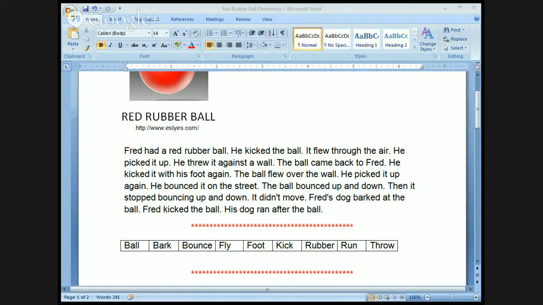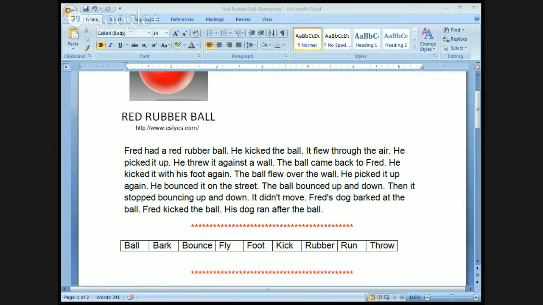It didn't move. What didn't move? It was the ball that didn't move. Great. Fred's dog barked at the ball. What did Fred's dog do? Right, he barked at the ball. Fred kicked the ball. What did Fred do? Correct, he kicked the ball.